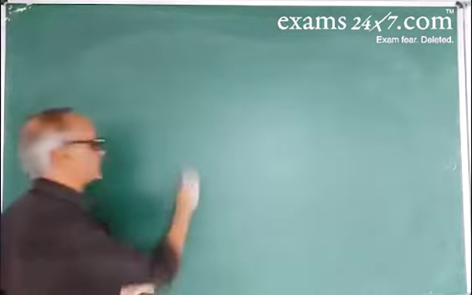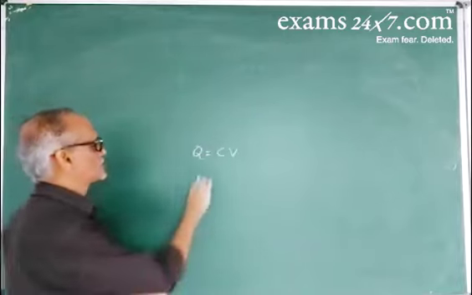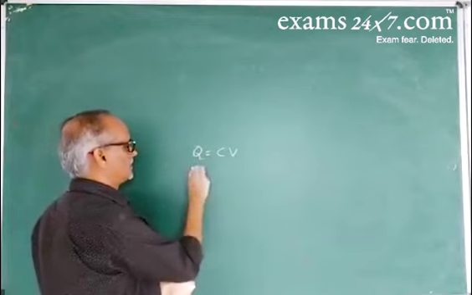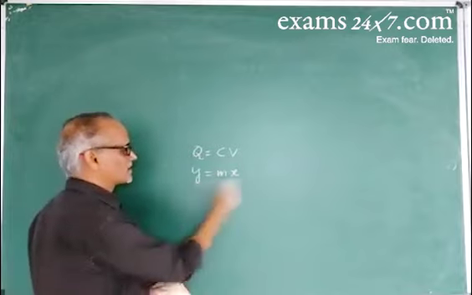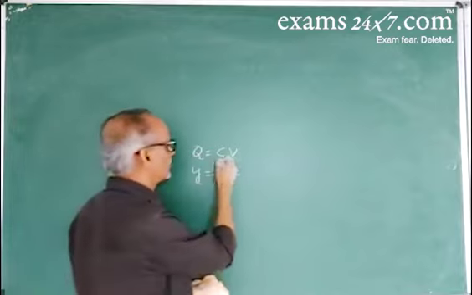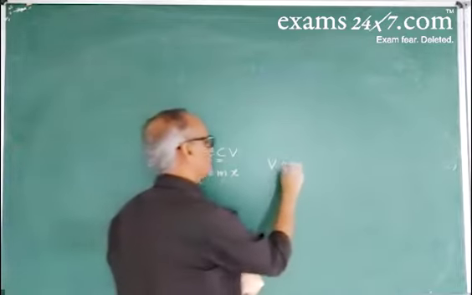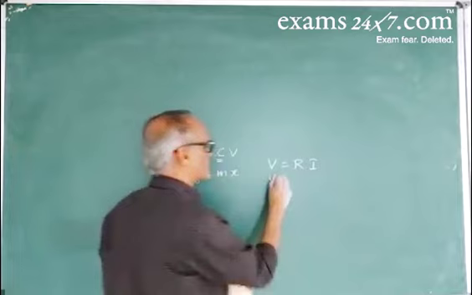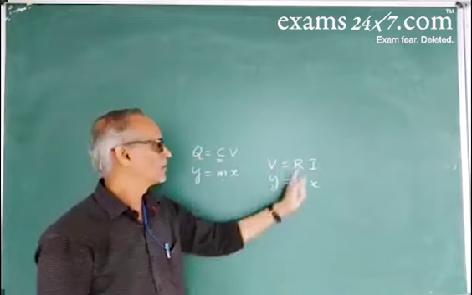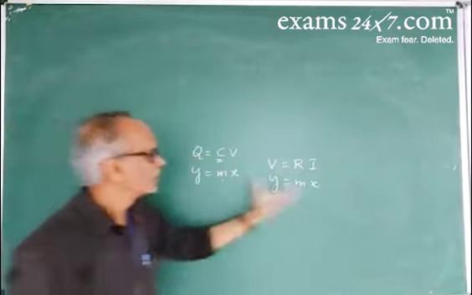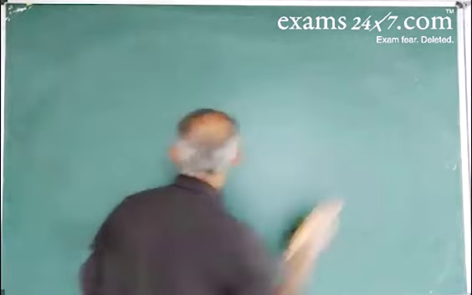For example, we have the charge stored, Q is equal to CV. If I have to draw a graph of Q versus V, then this is y is equal to mx. So Q versus V is a straight line passing through the origin, and the slope is the capacity of the capacitor. If it is V is equal to Ri, the Ohm's law, again it's y is equal to mx. So V versus I is a straight line with the slope equal to the resistance. This is how one can identify the nature of the graph with these formats.